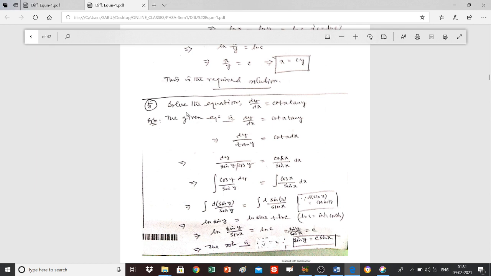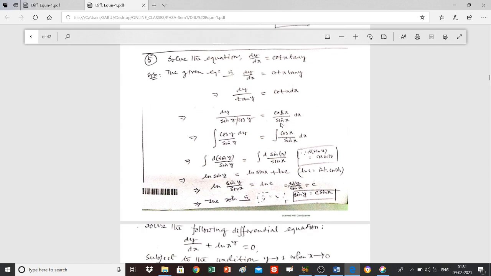tan y. This is the given equation. From here you can write dy by tan y is equal to cot x dx. Now tan y is sin y by cos y, and cot x is cos x by sin x. So after that, you can obtain from this relation cos y by sin y into dy, and cos x by sin x dx.